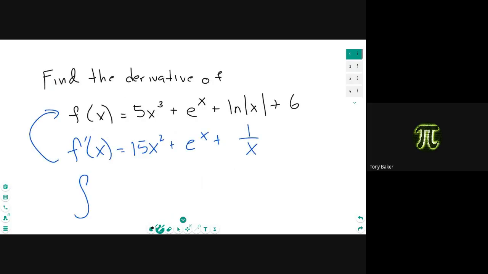All right. So we covered that one and that one. What's the integral of e to the x? E to the x. Those are always going to be the same. That's one of the nice things. The derivative of e to the x is e to the x. The integral of e to the x is e to the x. What else?